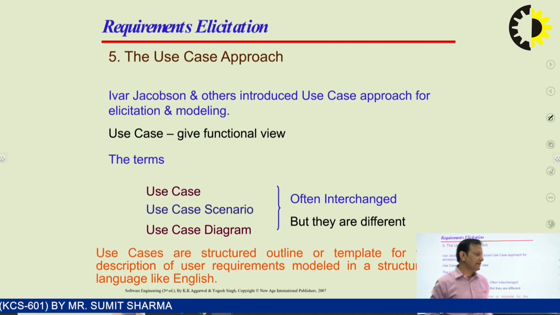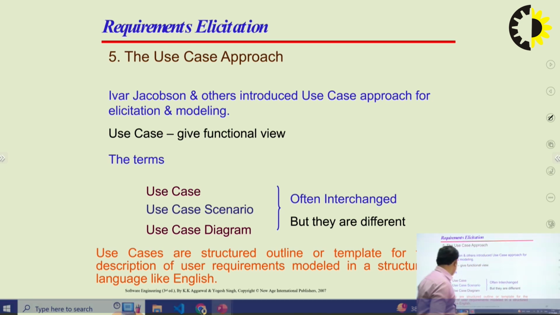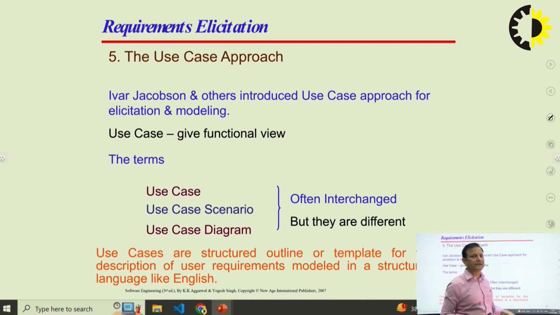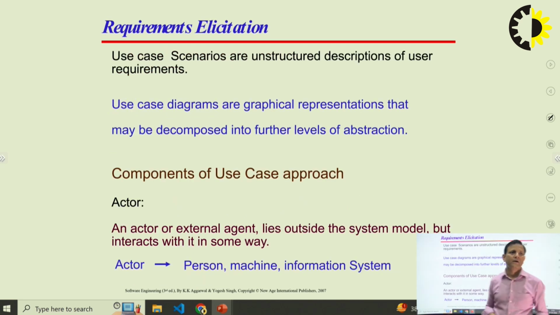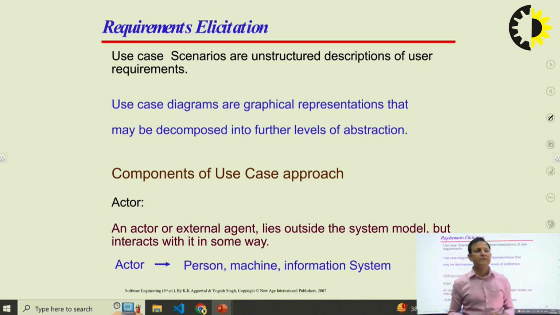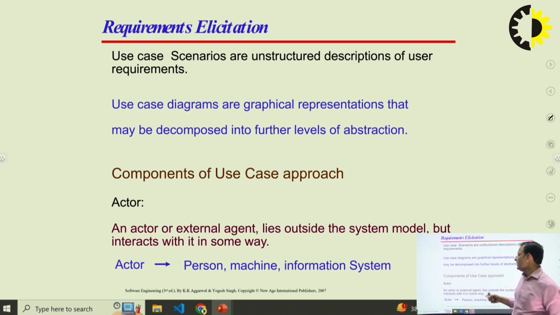Use cases are a structured outline or template for the description of user requirements, modeled in a structured language like English. Use case scenarios are unstructured descriptions of user requirements. UCDs are graphical representations that may be decomposed into further levels of abstraction. Components of the use case approach, like actors. Actors can be an external agent that lies outside the system model but interacts with it in some way. An actor can be a person, a machine, or an information system.